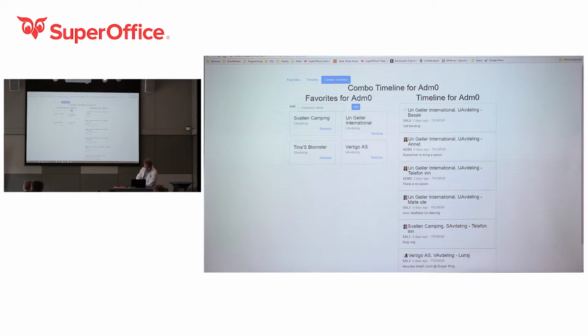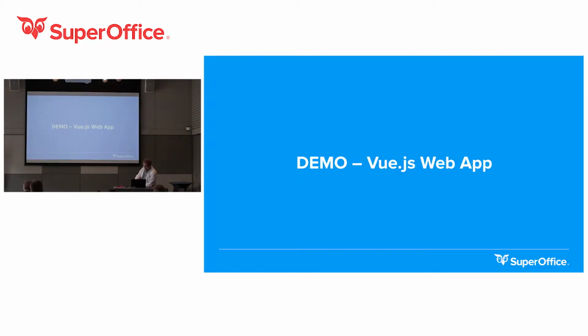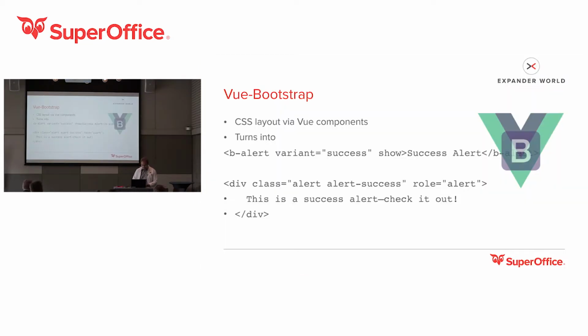Okay, so let us see. So what's going on behind the scenes here? We've used Bootstrap. I use this component called Vue-Bootstrap, which basically takes all those CSS classes and turns them into special tags. So I can say alert as a tag, and it'll turn into the appropriate CSS.